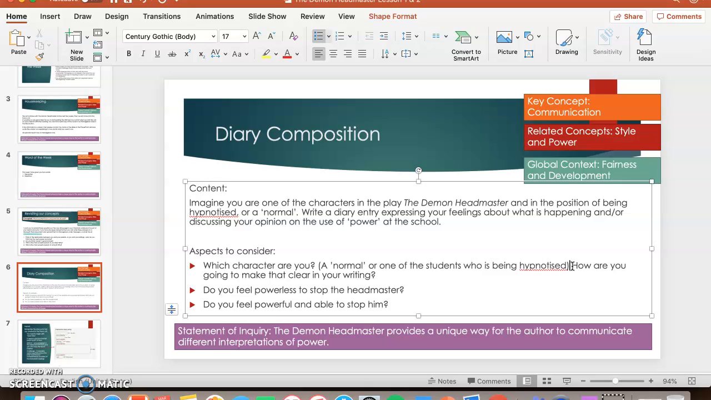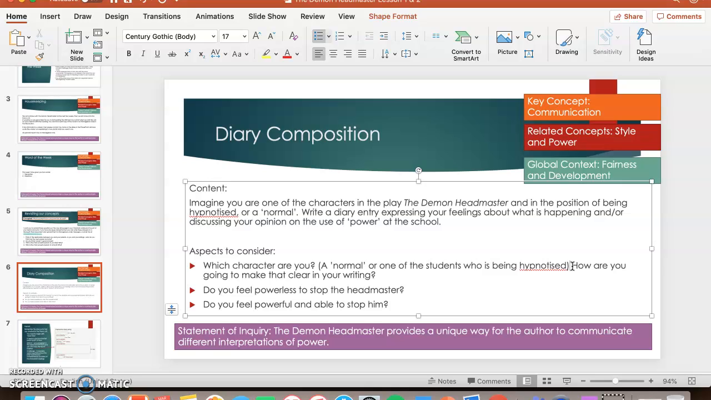So I want you to become a character, and I want you to write a diary from their point of view. As you know, diaries must be in first person with lots of emotive language, lots of adjectives and descriptions. I want you to talk about your feelings about what's happening at the school. Now, you know what's happening at the school. The head is trying to take over. He's got an army of hypnotized students. He holds assemblies where he hypnotizes them, and his plan is to get onto the Eddie Hare show.